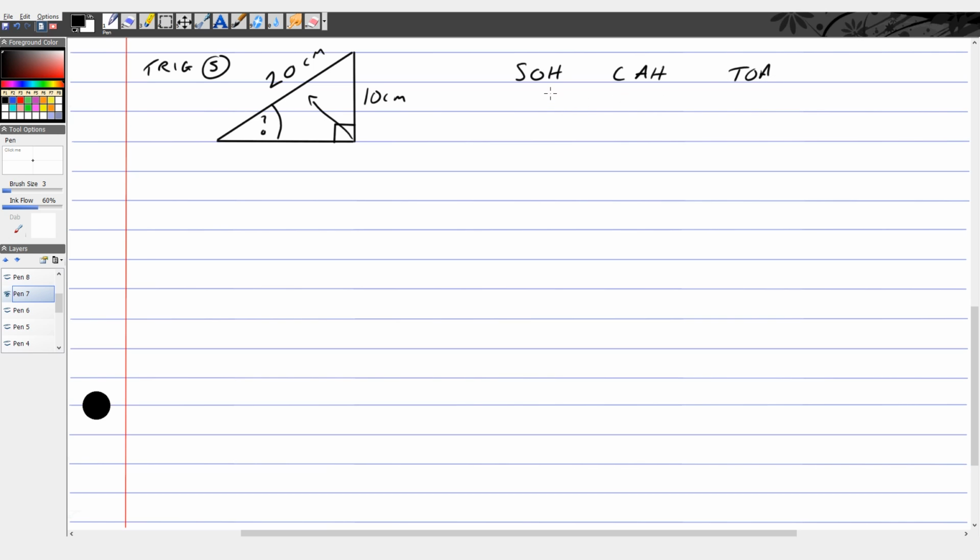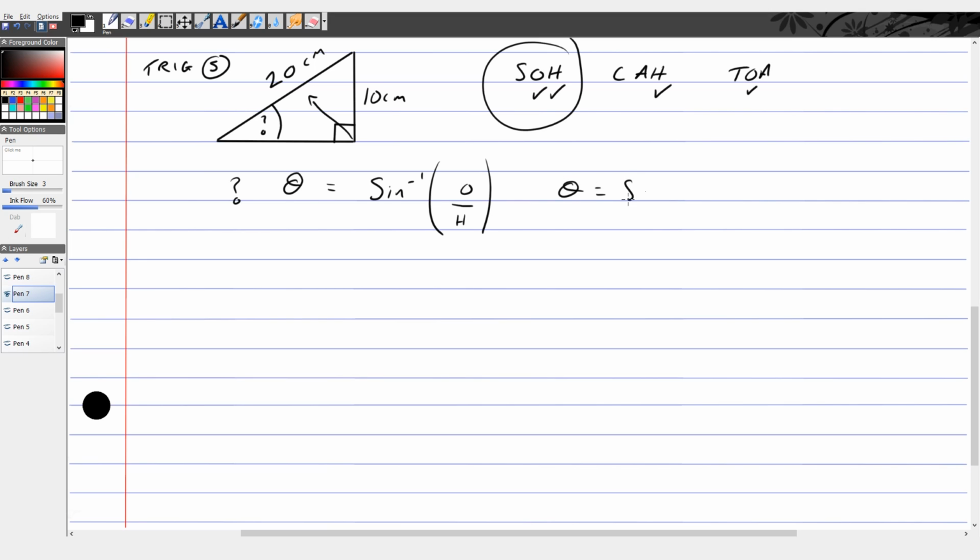We know the hypotenuse, so tick hypotenuse. We know the opposite, so tick opposite. So this is clearly a sine question, because only sine has the opposite and the hypotenuse. So the unknown angle, you might sometimes see it written as theta, is sine to the minus 1 of opposite over hypotenuse.